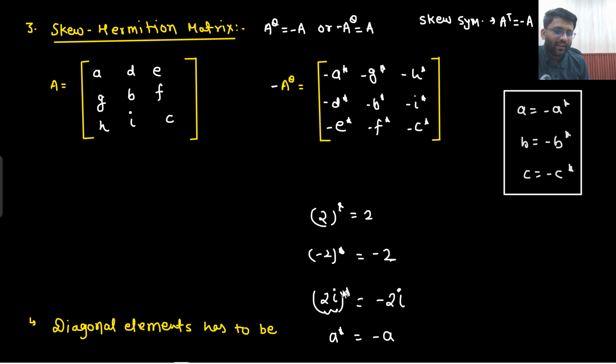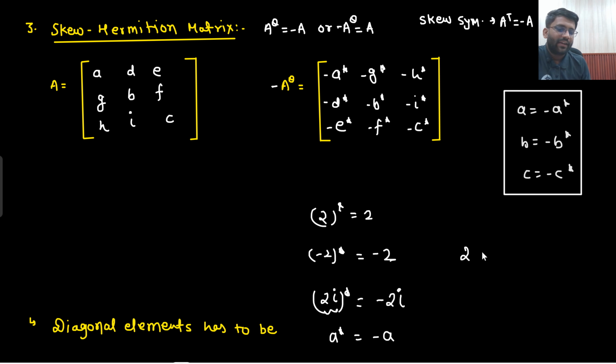If 2i conjugate equals minus 2i, that is, A conjugate equals minus A, B conjugate equals minus B, or C conjugate equals minus C. Basically, this minus sign can come here, no? A equals minus A conjugate, so A conjugate should equal minus A. So this minus sign can come here, right? What are you getting? 2i conjugate equals minus 2i. That means A conjugate equals minus A.